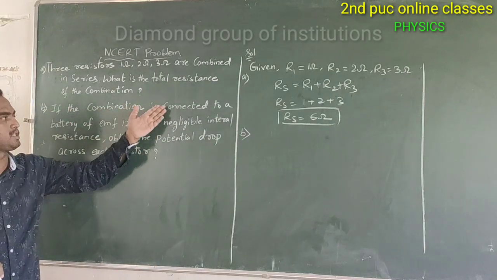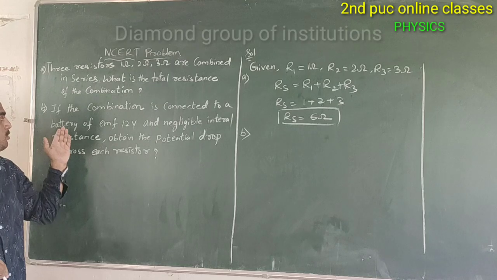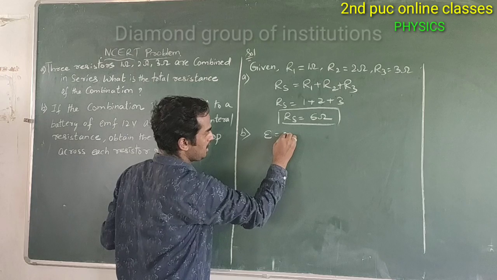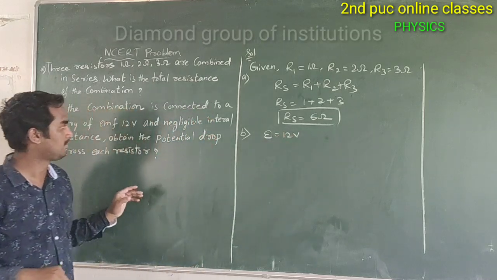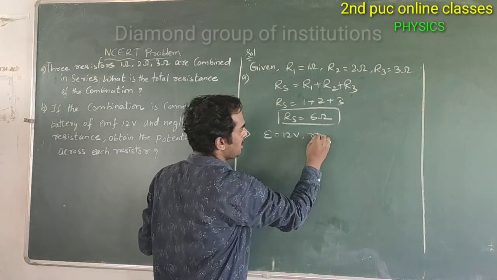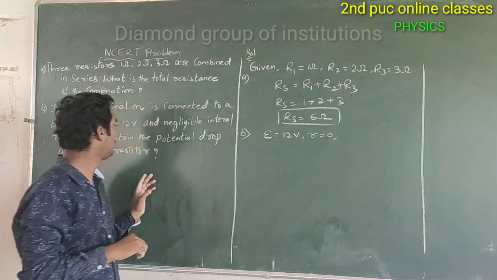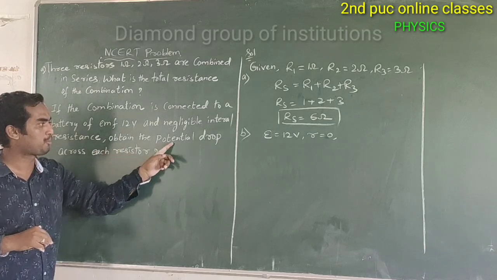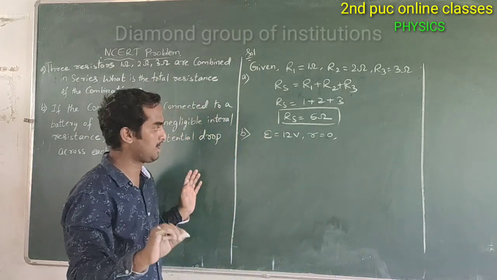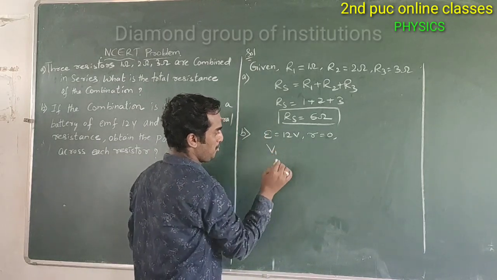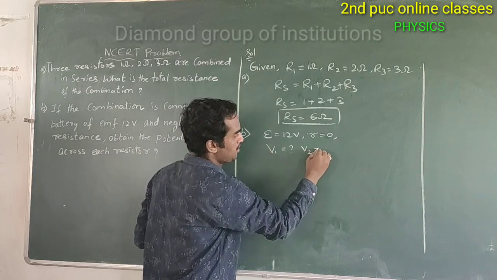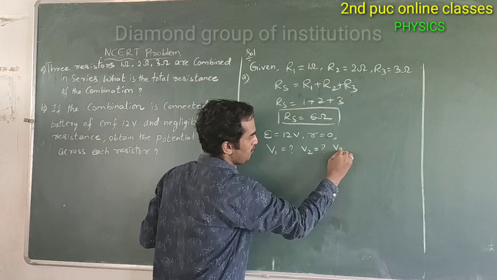If this combination is connected to a battery of EMF 12 volt. So what is the EMF value given here? 12 volt. And negligible internal resistance. That means internal resistance is almost 0, and we should calculate the potential drop across each resistor. So in series combination, potential is different. So what is the question? V1 question mark, V2 question mark, and also V3 question mark.